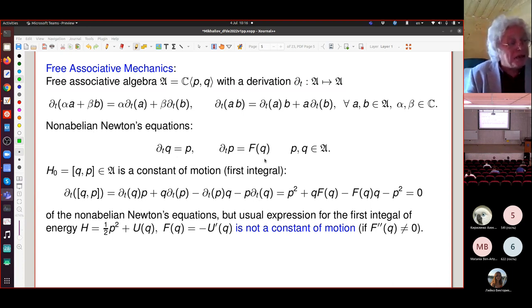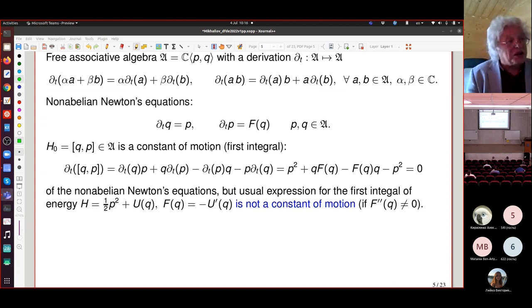What properties does this equation have? Does it have anything in common with standard classical mechanics, for instance? What about the existence of first integrals? Well, the commutator [Q,P] is a first integral for this equation. Indeed, if you differentiate this commutator term by term, using the Leibniz rule and linearity, and then replace Q dot by P, and P dot by F of Q, you get zero. So that is a first integral.